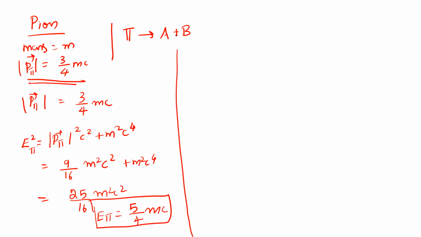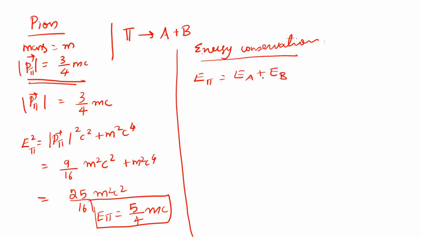Now let's write down the equation for energy conservation. Energy conservation says that E pi has to be equal to E A plus E B. So from here we see that 5/4 mc squared is equal to E A plus E B. That's the conservation of energy.